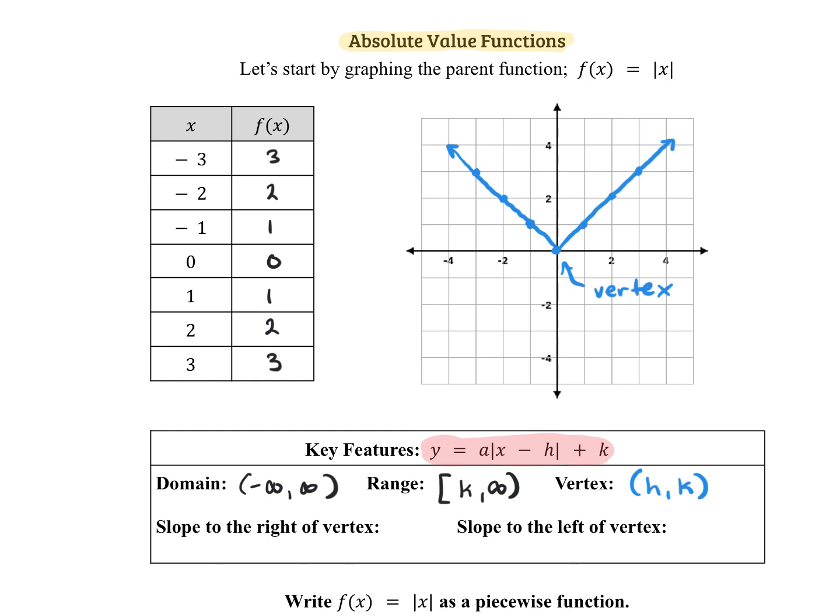Now, the slope to the right of our vertex is always going to be whatever that a value is. And if they have a negative out front, it will also be negative. And then the slope to the left of our vertex is always going to be the opposite of that a value. So notice here, for our parent function, to the right of our vertex, the slope is +1. And then you could see to the left of our vertex, the slope is -1. So that will always be true. The slope to the right and left of our vertex will always be opposites, and is always going to be dictated by that a value out front.